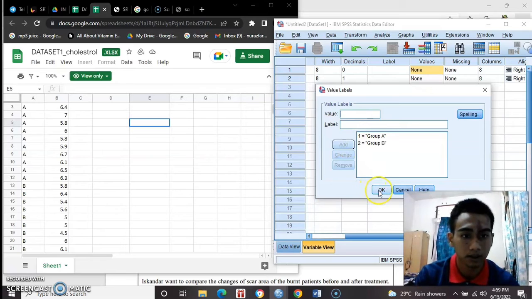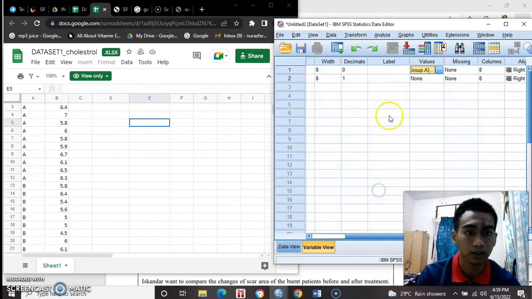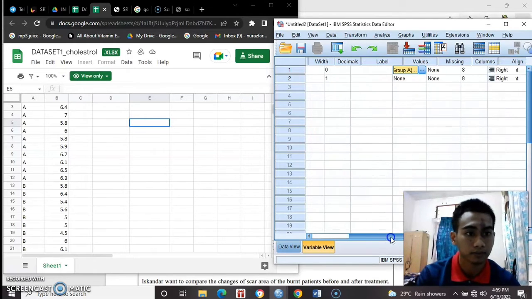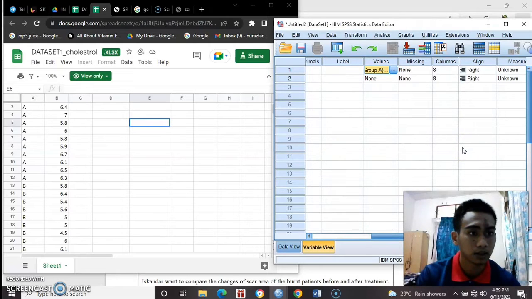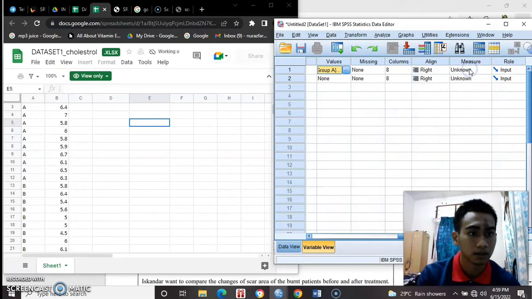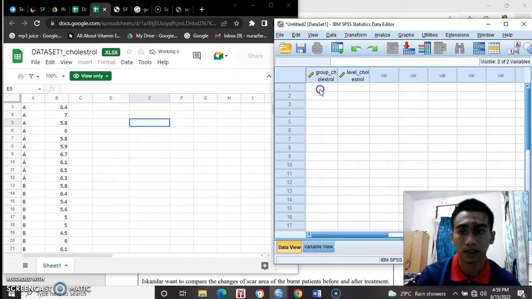Okay, next we click OK, and for the measurement it is scale for both. Next we go to the data view. We just key in the data based on the dataset.